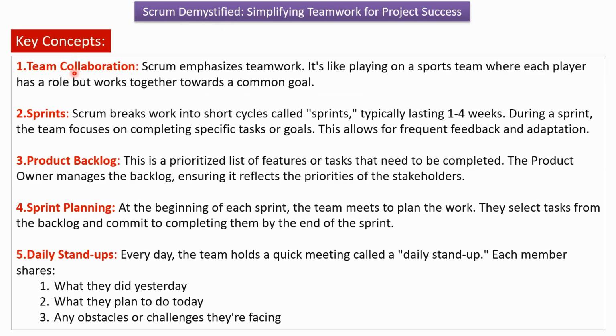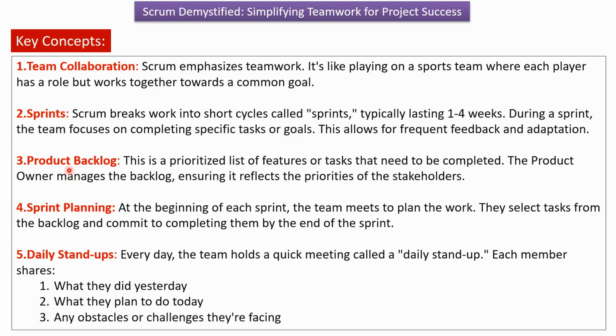The first point is team collaboration. Scrum emphasizes teamwork. It is like playing on a sports team where each player has a role but works together towards a common goal. The second point is sprints. Scrum breaks the work into short cycles called sprints, and each sprint typically lasts 1 to 4 weeks. During a sprint, the team focuses on completing specific tasks or goals. This allows for frequent feedback and adaptation.